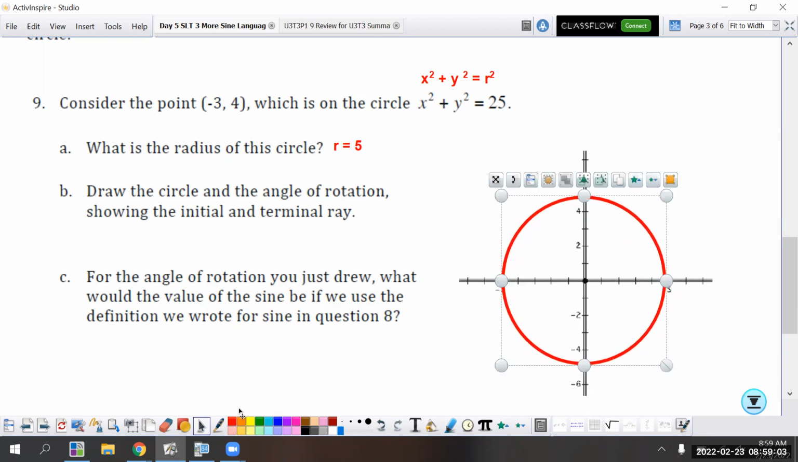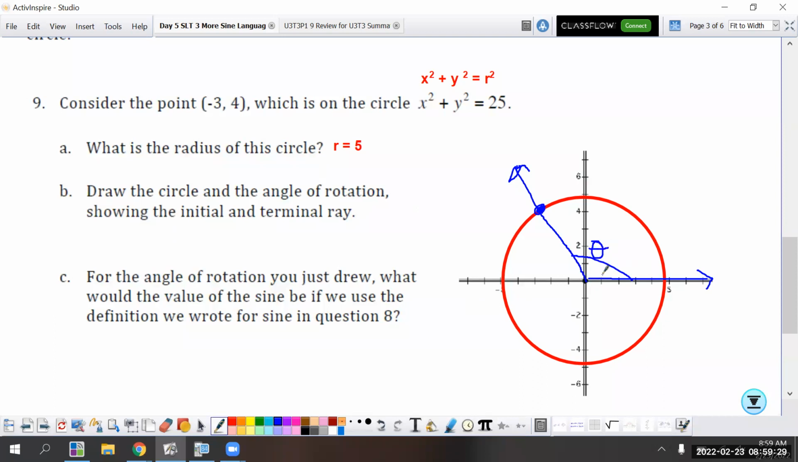All right, so there's our circle, radius of 5. And let's plot this point, -3, 4, right here. Here's our terminal ray through that point, initial ray, positive x-axis, draw a circle, okay, and then this is the angle of rotation.